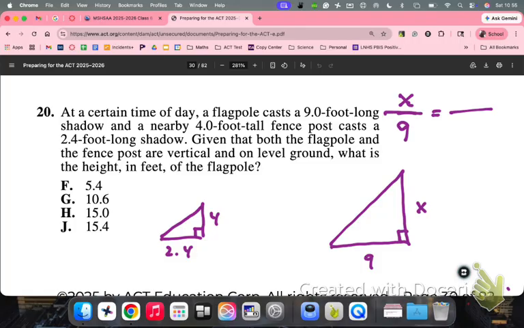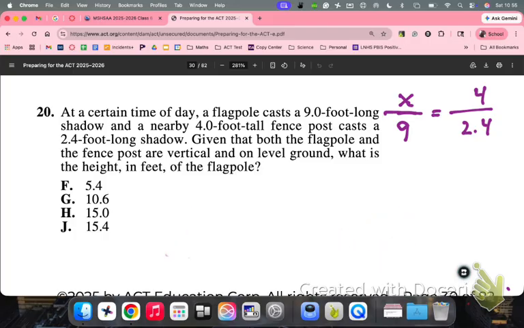So this first fraction is the flagpole fraction, and on top is the height of the flagpole, the height of the object, and on the bottom is the length of the shadow. Well, the other fraction is going to be the fence post fraction. The height of the fence post is 4, and the length of the shadow is 2.4. So we could set up similar triangles so many ways, but this is the way that we'll get x by itself easiest. And so we can cross multiply now.